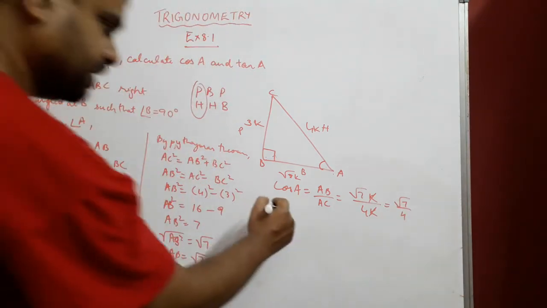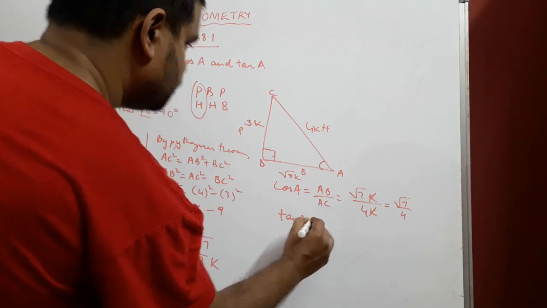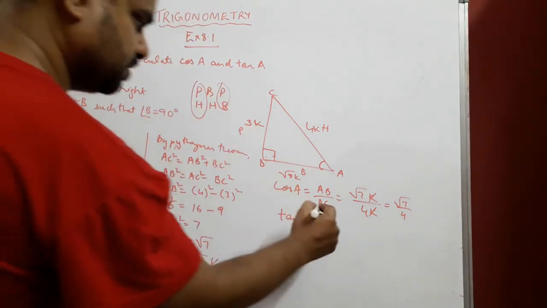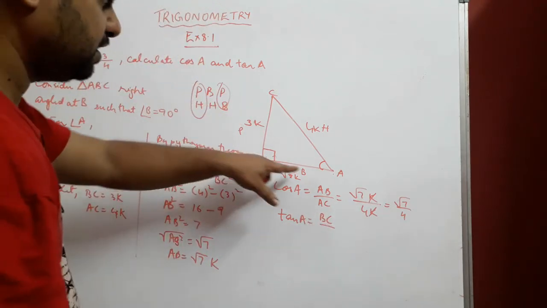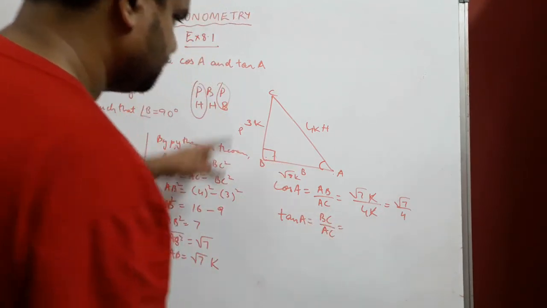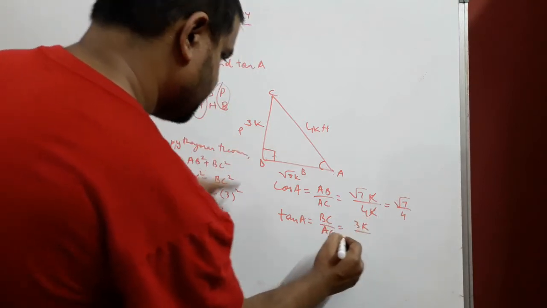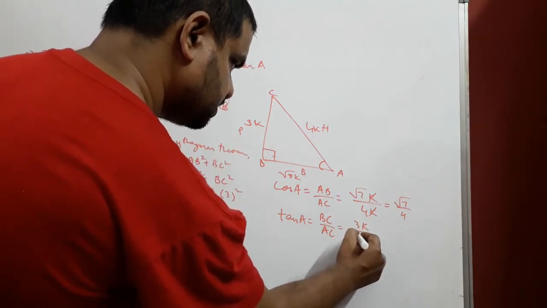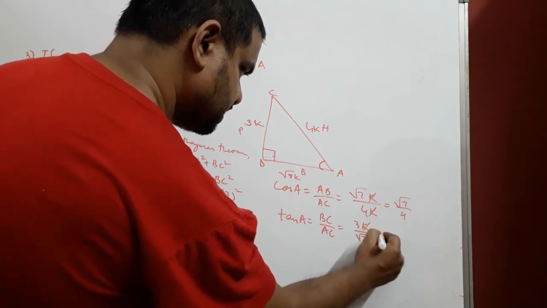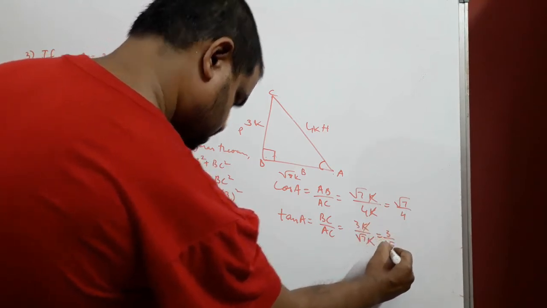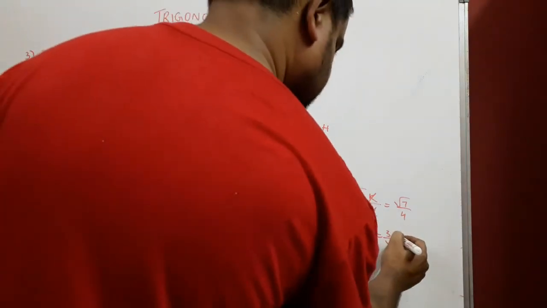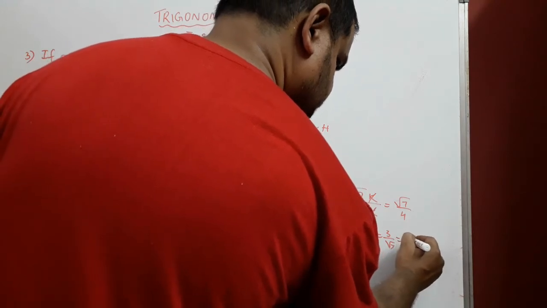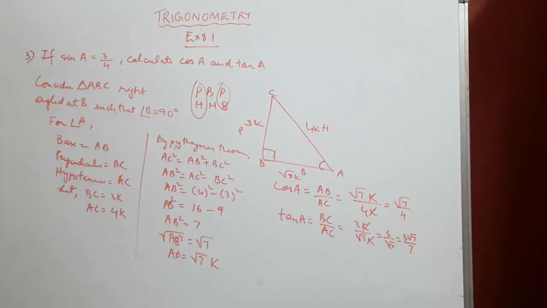Similarly, we have tan A, which is P upon B. So P is BC, and B is AB. BC is 3k, and AB is root 7k. K and k cancel, we get 3 upon root 7. If we rationalize this, we get 3 root 7 upon 7. So with this we complete this problem.